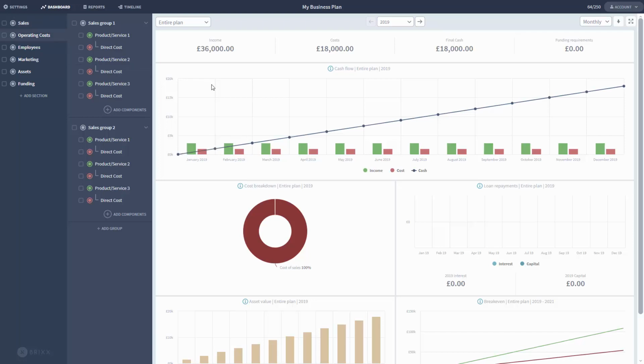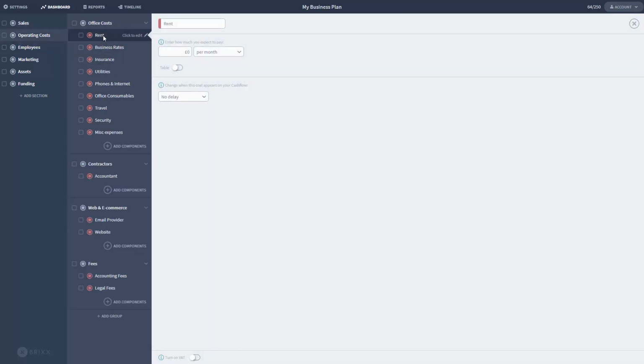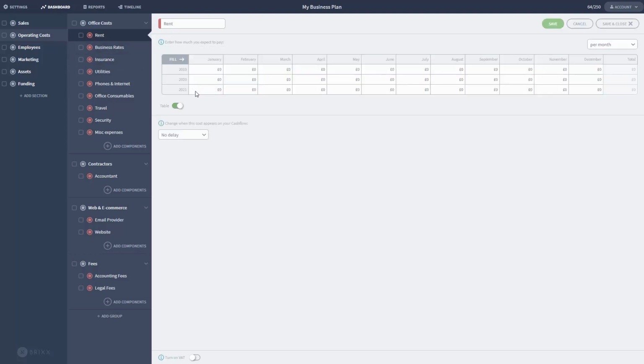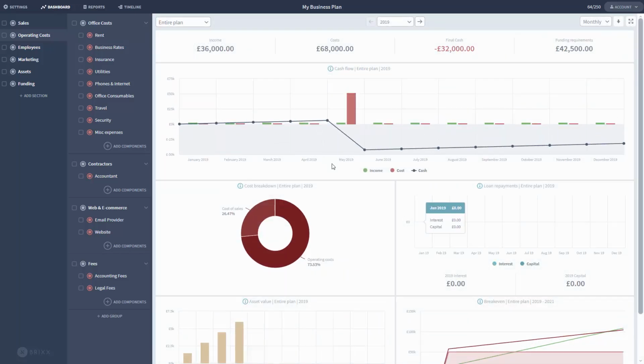So let's show you how that would work. If I go to another cost, I'm just going to add a cost into rent here. It doesn't really matter, it's just an example. So let's have a big cost hitting us in May. Let's get enough zeros in there. Okay, so we've got this massive cost here upcoming in May, and we've got some funding requirements coming in here, which is reflected at the end of this period in May.